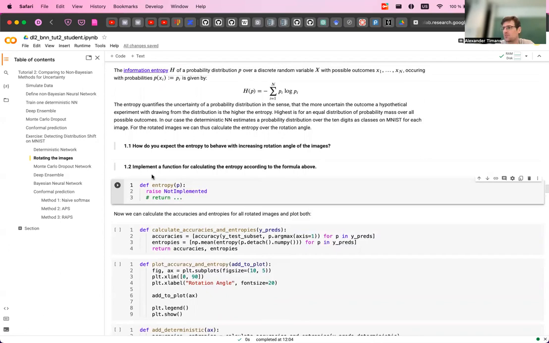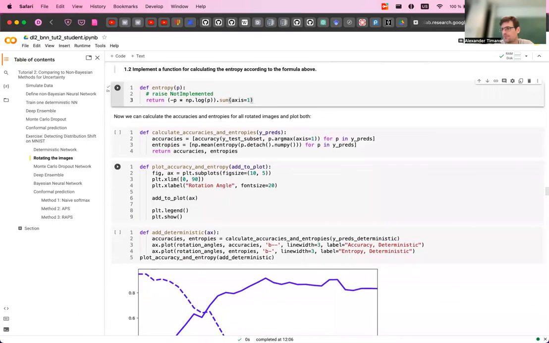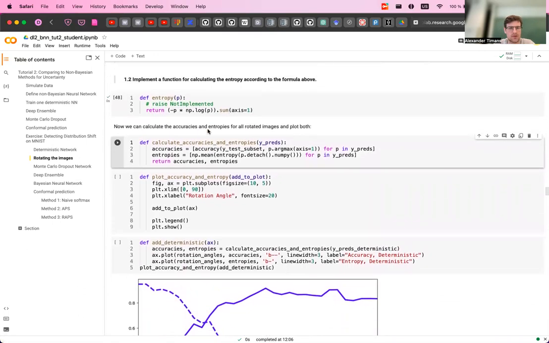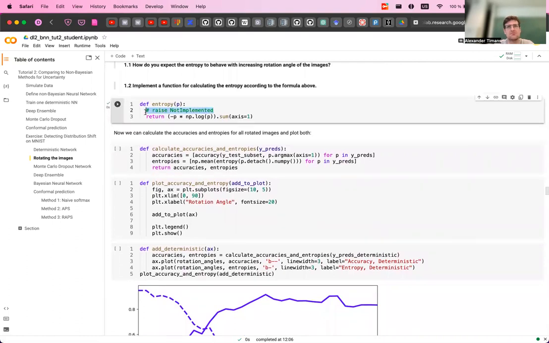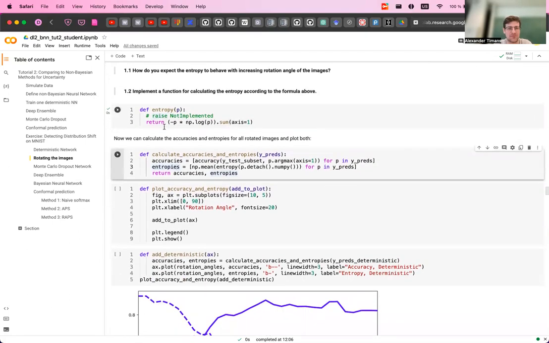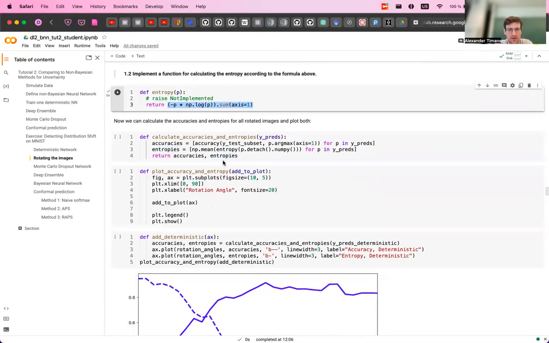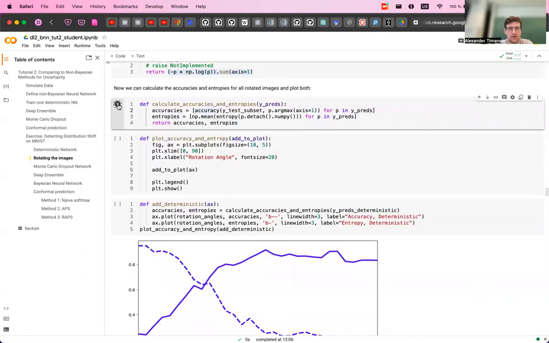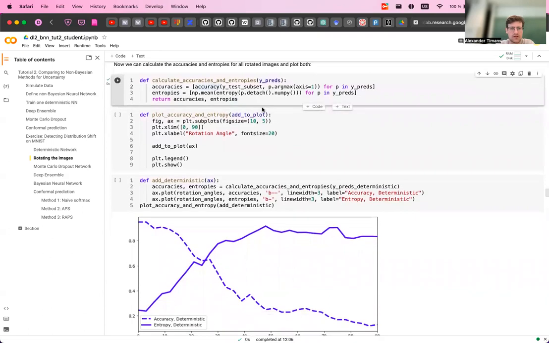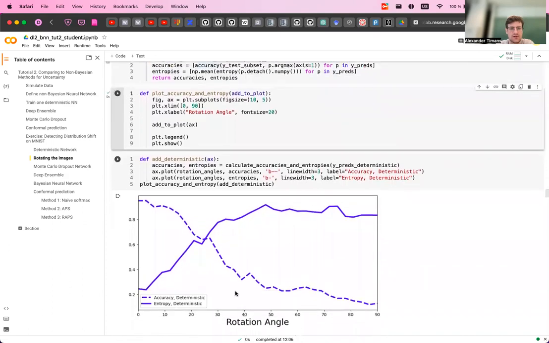So the first thing is we implement the entropy here. I will not have you implement it, but I will just run the implementation of the entropy here. So wherever there was a not-implemented marker, this is where you were supposed to do something. Exactly. So we can compute the entropy, right? We just follow the formula up here. And now we can run this thing, right? So we can calculate the accuracy, calculate the entropy, and plot it.